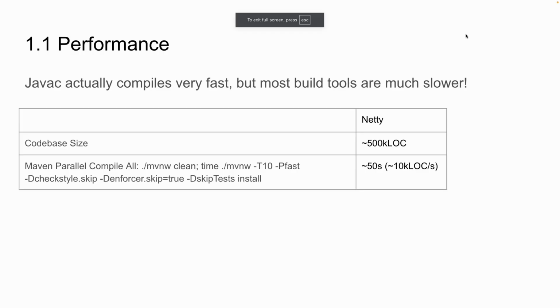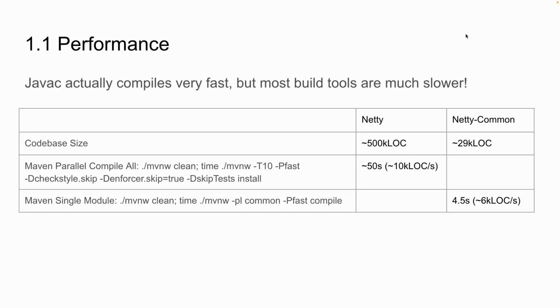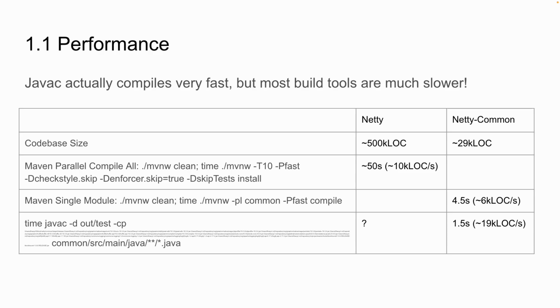Looking at a single module to narrow down the problem further, Netty common, which is a common submodule of Netty, compiles at about the same speed, about 6,000 lines a second, so 30K lines in about 4.5 seconds. In isolation, you don't know whether this is good or bad. People say Go compiles quickly and Rust compiles slowly, but 4.5 seconds for 30K lines of Java, what is that? One thing we can do is take the Netty common module and compile it without Maven. Maven just shells out to javac internally, so we can copy the command which Maven logs in the terminal and run it ourselves. And we'll see that javac compiles this module 3 times faster than Maven does.